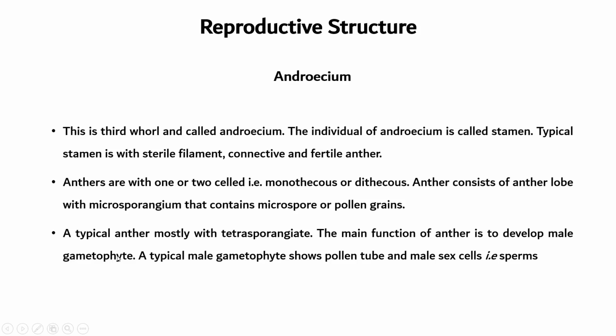If you observe the development of the male gametophyte, the pollen grain develops, and the pollen tube, seen in longitudinal section, is nothing but the extension of the intine of the pollen grain, and each pollen grain shows 2 male sex cells. They are called sperms.